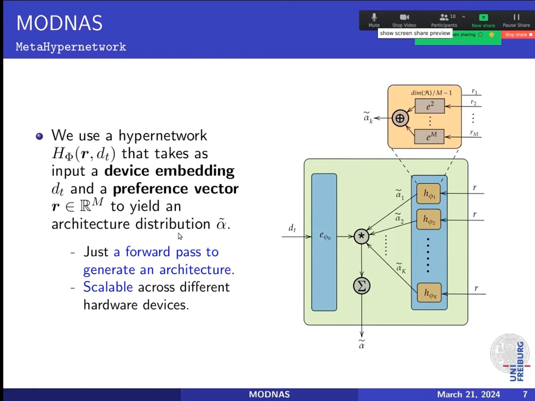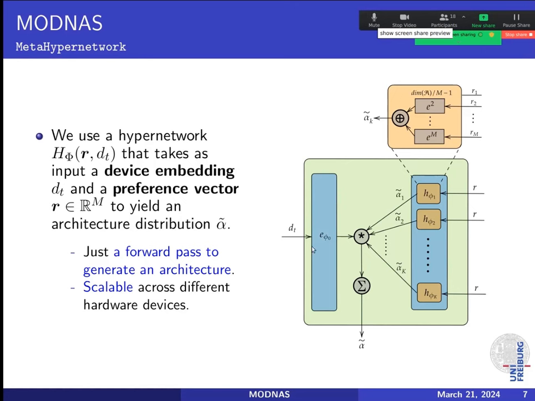Why is this useful? Because now with just a forward pass, we can generate an architecture across devices. Also, to profile the Pareto front, we can sample a lot of preference vectors and it will give you different points on the Pareto front. And I will quickly go through how this meta hypernet works.